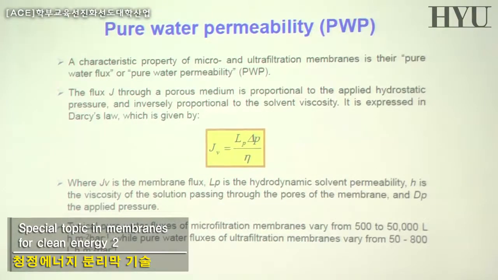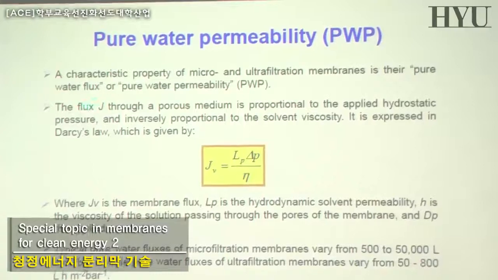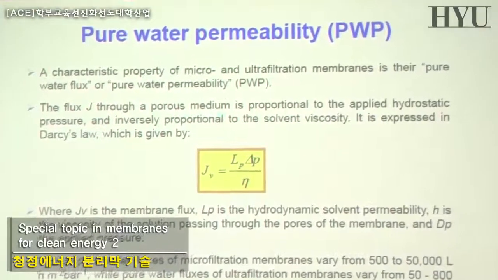So we will talk about how we can characterize those properties and transport properties. First of all, the pure water permeability, the so-called PWP, is the first thing that you have to think about when you're dealing with water separation. Whether you're working on microfiltration or ultrafiltration, you have to think about the PWP anyway. So you have to first think about the flux J through the porous medium.